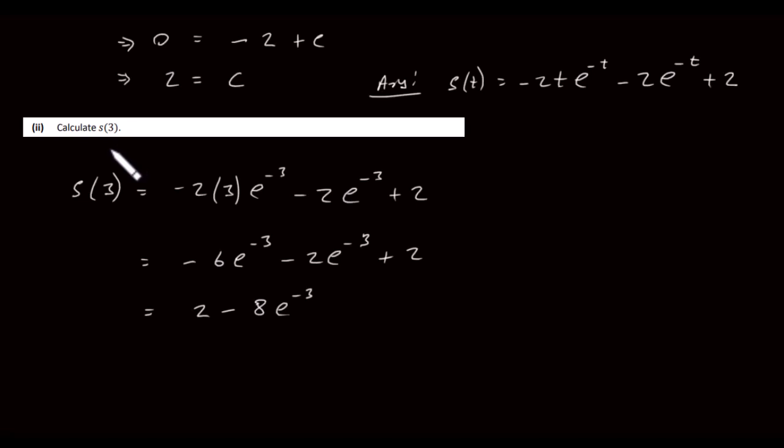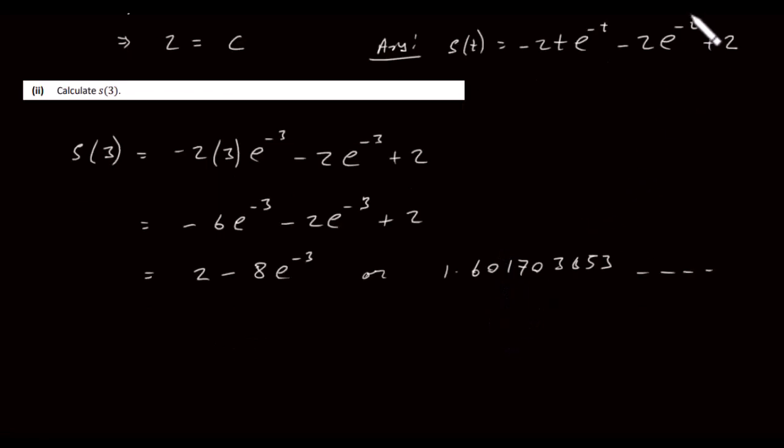It doesn't say to give your answer to any number of decimal places, so maybe this is what they're accepting as the answer. But if you were to do that on your calculator, you'll get 1.601703453 and so on. It's going to go on forever. But I suspect this is what they want as your answer here. And that's it for this question.